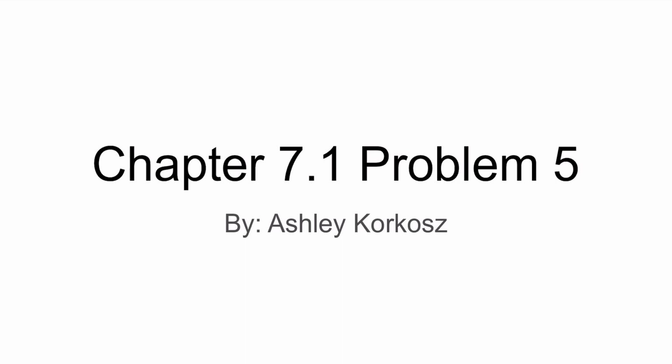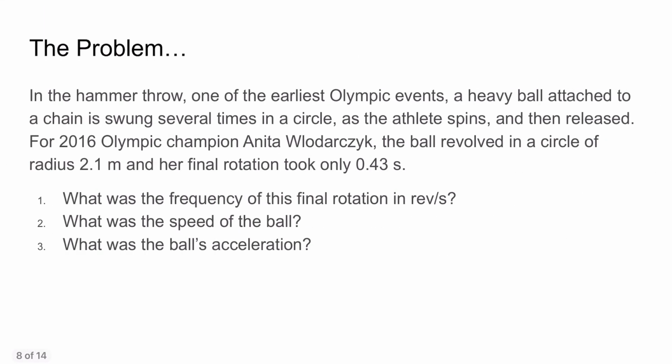Alright, so today we're doing chapter 7.1, problem 5. So the problem is, in the hammer throw, one of the earliest Olympic events, a heavy ball attached to a chain is swung several times in a circle as the athlete spins and then released. For 2016 Olympic champion Anita Wlodarczyk, the ball revolved in a circle of radius 2.1 meters and her final rotation took only 0.43 seconds. What was the frequency of this final rotation in revolutions per second?